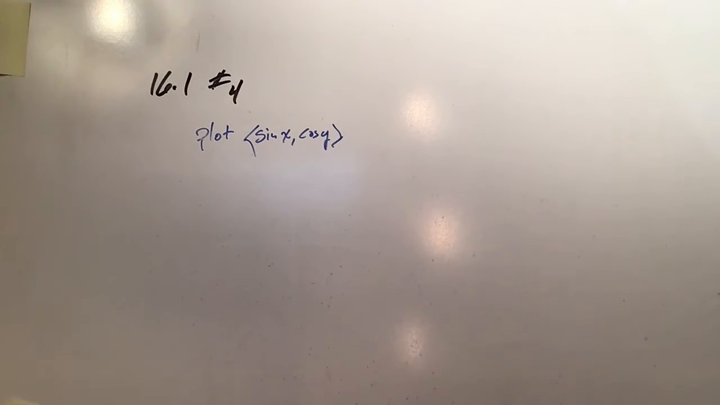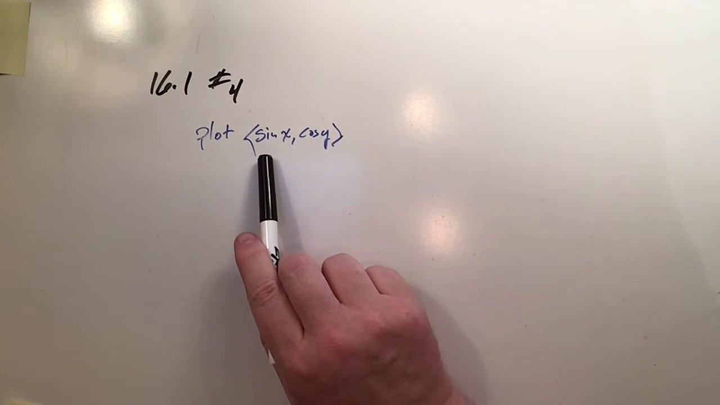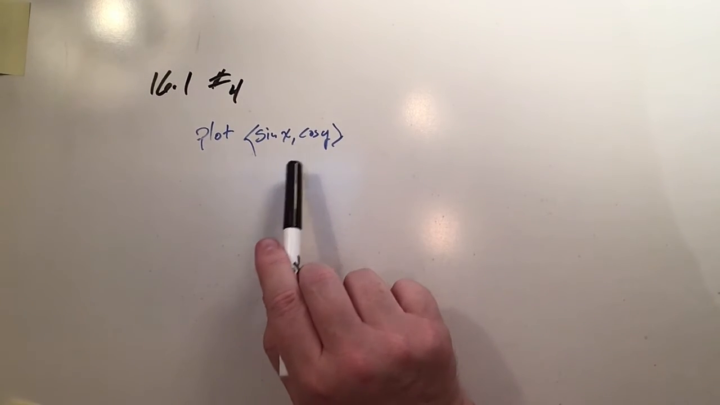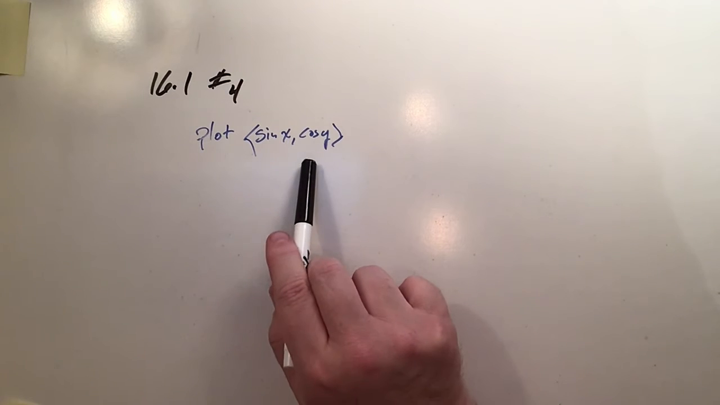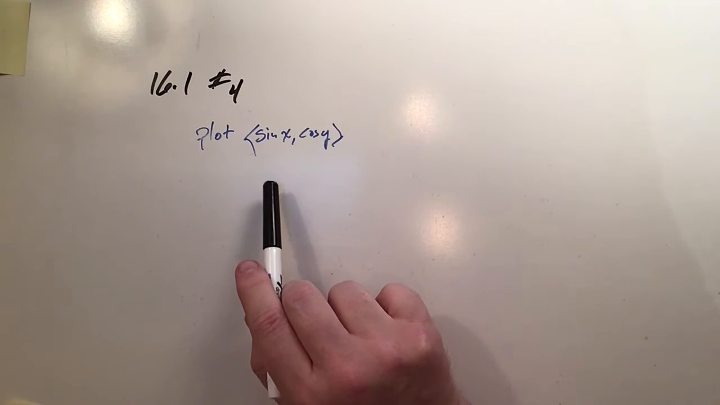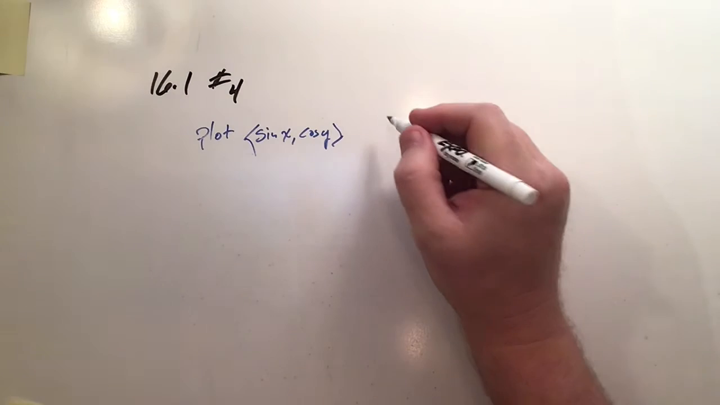Okay, this is 16.1, number 4, a much more difficult vector field to plot. The reason this one's so tricky is because both the x and y component of the vector, which are the location where these vectors will be plotted, neither one of them is going to return the same value as you input. Now, generally that's not a problem, but in this case it really is.